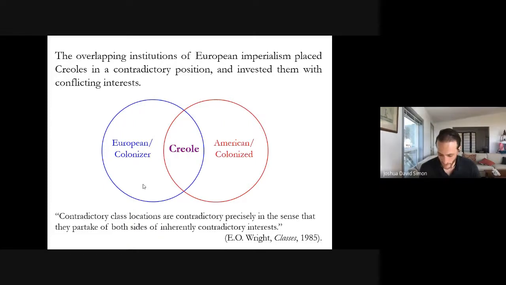So in my book, I place this extraordinary and complicated situation that Bolívar describes at the center of my account of the American independence movements. In order to understand how this situation influenced the ideology of what I call the Creole revolutions, I adopt a concept developed by the sociologist Eric Olin Wright.